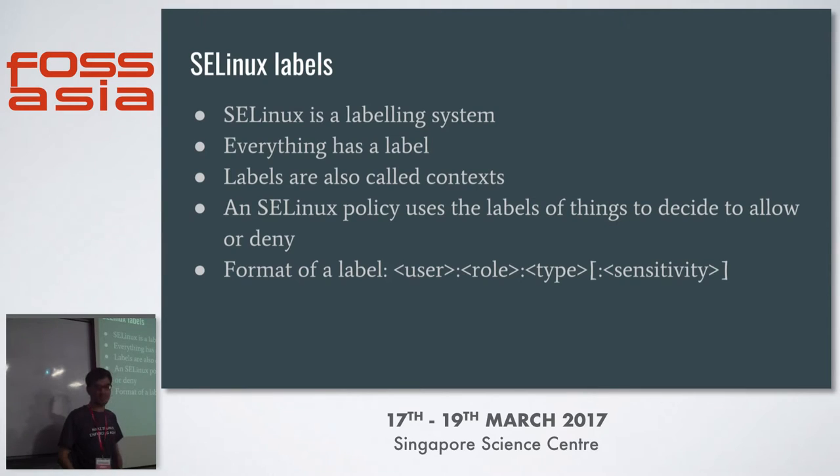SELinux doesn't really understand things. It only understands labels, and everything has a label. And if you have problems in SELinux, it's almost always a labeling problem. Sometimes you need to add more rules, but if you try to customize things, it's almost always a labeling problem. So this is the most important part to get. Labels have this format: a user part, a role part, and a type. And then the sensitivity at the end is for MLS and MCS, which I'm not going to get into.